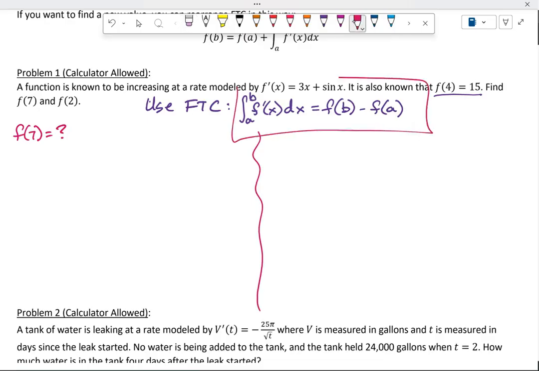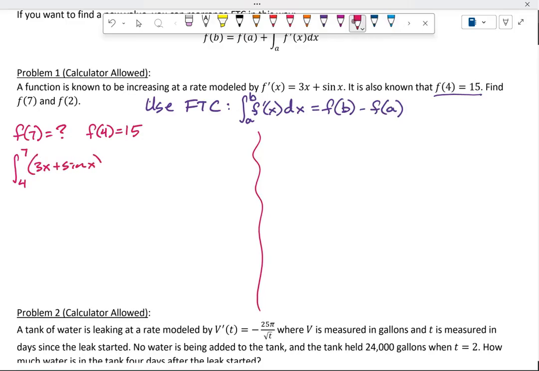Let's do it the FTC way. I want us to be careful with that, okay? So the integral from where? 4 to 7, because that's the one that we know, f of 4 equals 15. 4 to 7 of our function 3x plus sine x dx equals, what does that equal, guys?